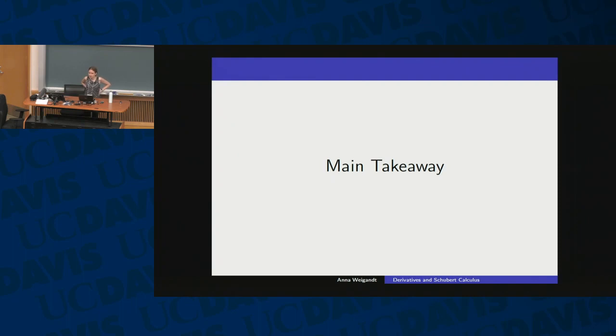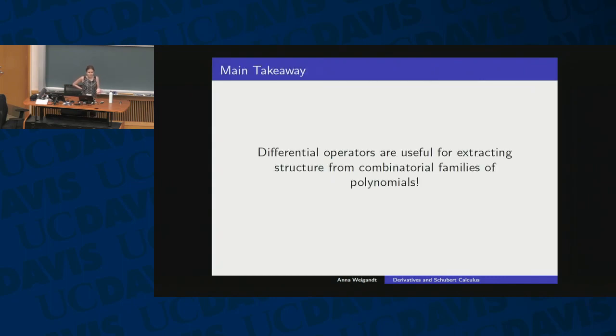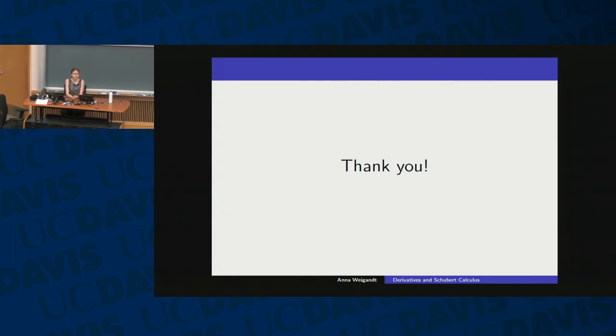OK, so that was a whirlwind tour of derivatives of some of my favorite polynomials. And I just want to leave you with one main takeaway, which hopefully you can take to whatever your favorite family of polynomials is. It's that differential operators are really useful for extracting structure from combinatorial families of polynomials. So you might want to think about how you can use operators and different tricks to understand your favorite combinatorial things. So with that, I'll go ahead and stop, and thank you.